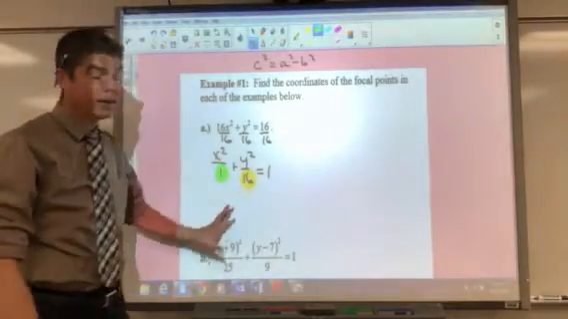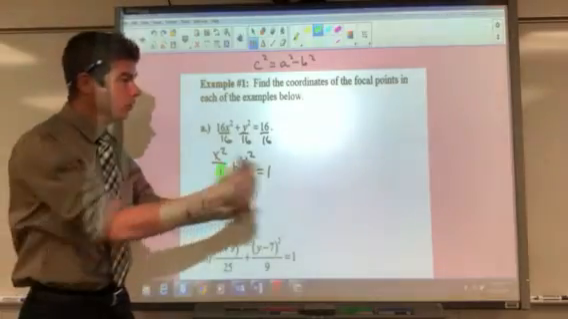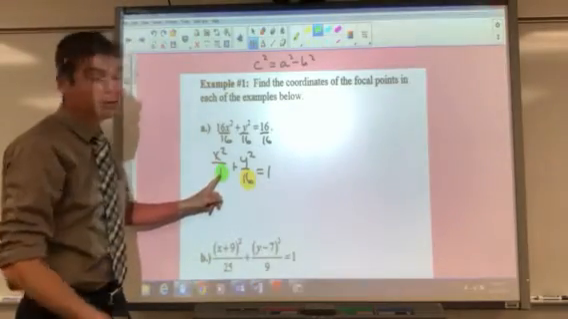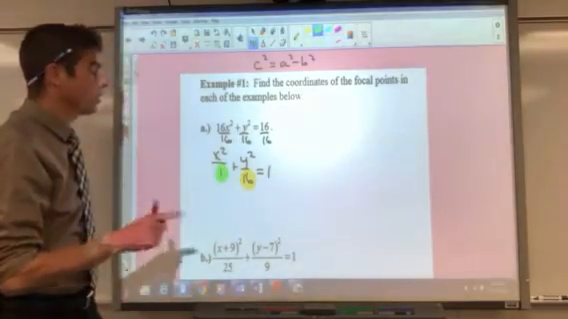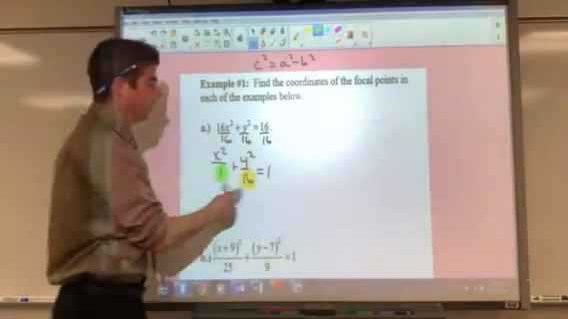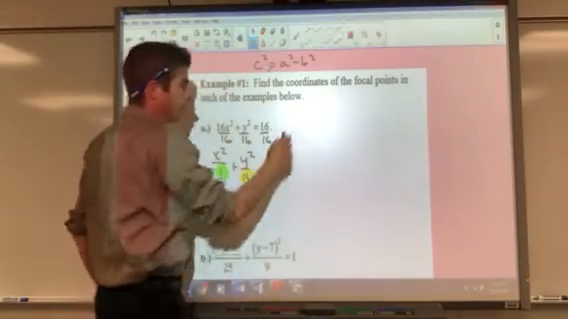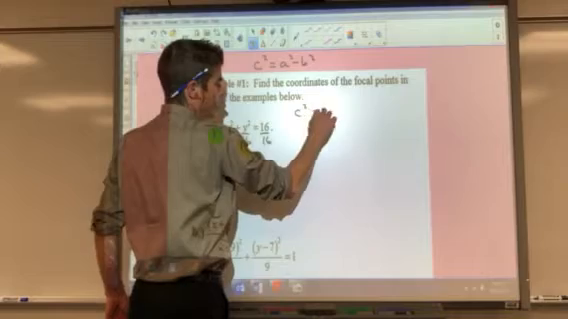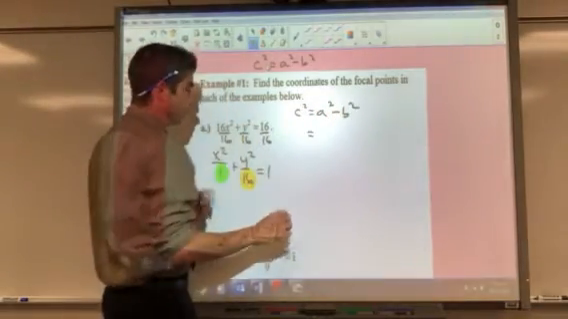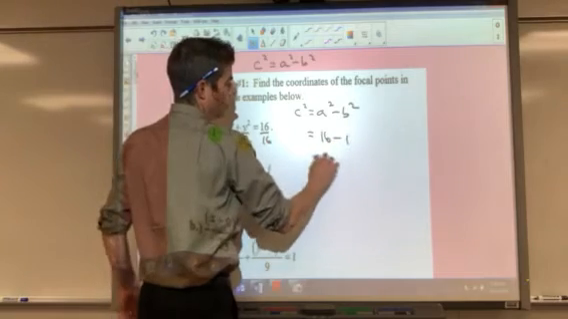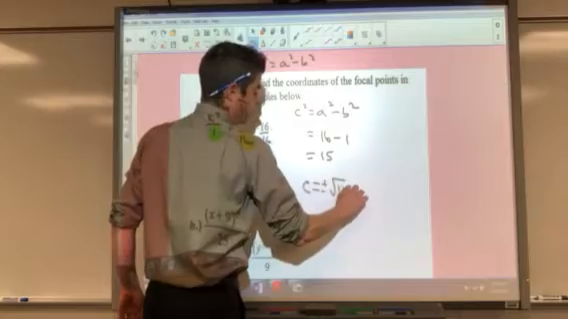So if I had to graph this, I know the square root of 16 is 4. So my major axis would be 2 4s, and my minor axis would be the square root of 1, which is 1, so it's 2 1s, or 2. But all I'm looking for is the coordinates of the focus. And so I can find my c squared value by doing c squared equals a squared minus b squared. So it would be 16 minus 1, which equals 15. So my c is equal to plus or minus root 15.